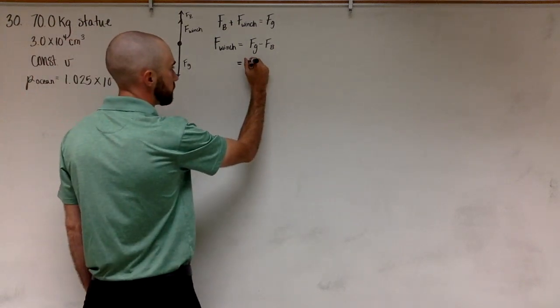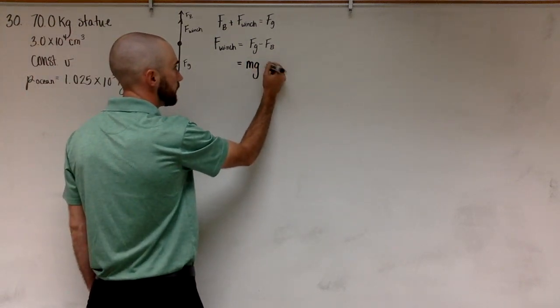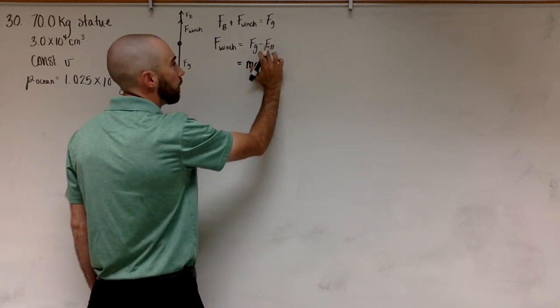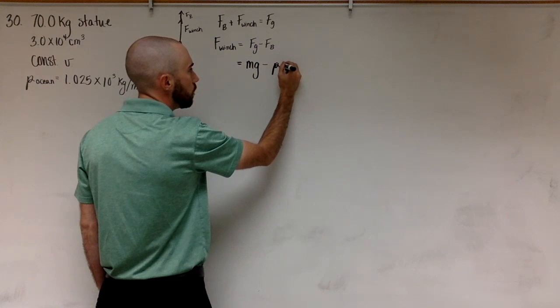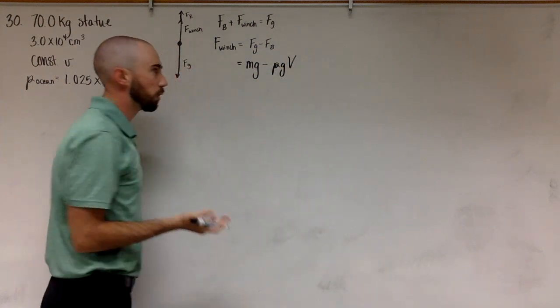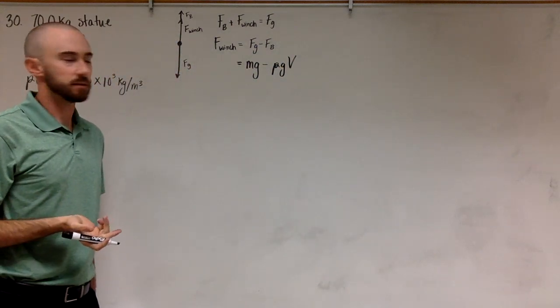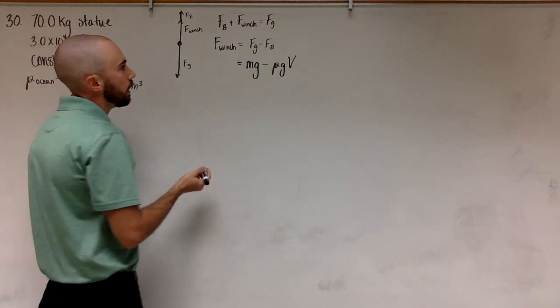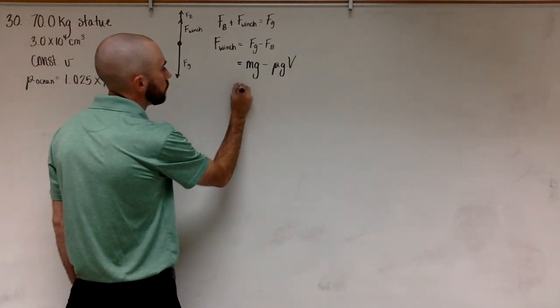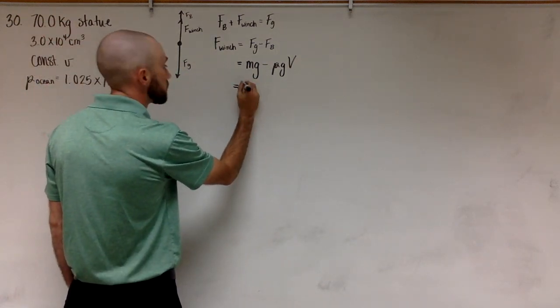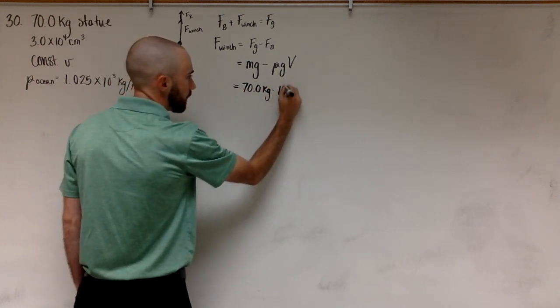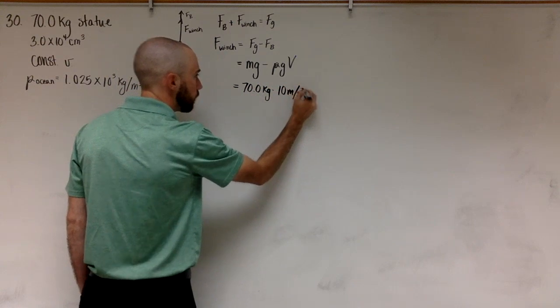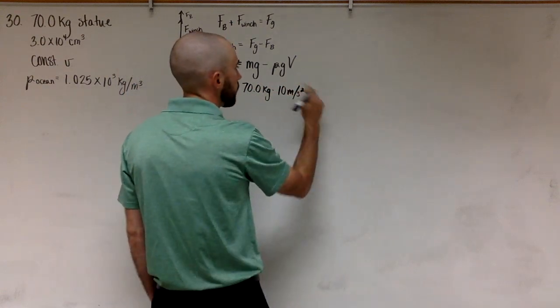So gravitational force, this is a physics 1 thing, is just going to be mg. And our buoyant force, this is the new one we learned, is going to be rho gV, or rho Vg, however you want to write it, whatever sticks better in your brain. Here we go. So the mass of our object is 70 kilograms. And we're just going to use a solid 10 meters per second squared. If you want to use 9.8, go for it.